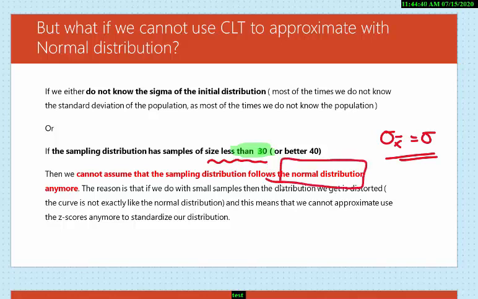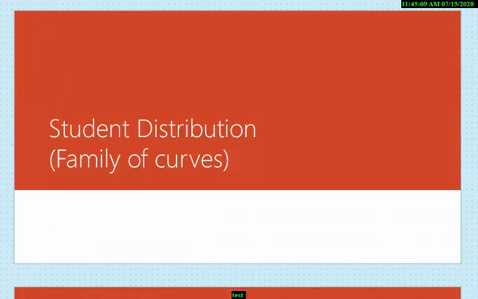So what do you use? You use a different distribution that we call the student distribution. The student distribution, or T distribution, is similar to the normal distribution, except for the fact that it has lower standard deviation and fatter tails. So in terms of graph, it looks like the normal distribution, but it has fatter tails. We will see some formats.